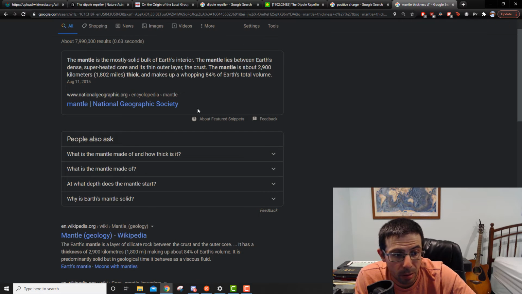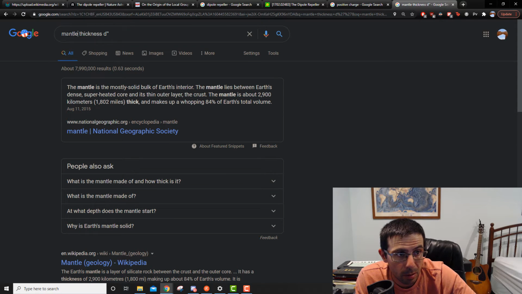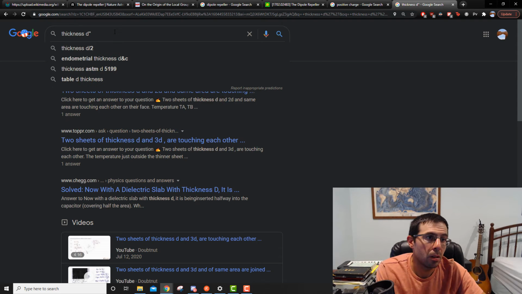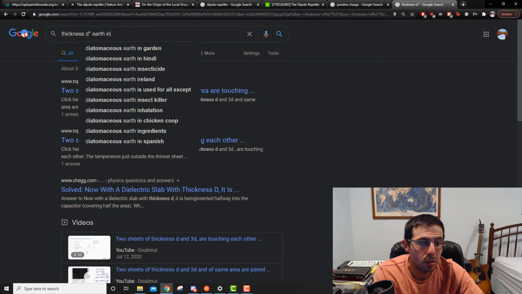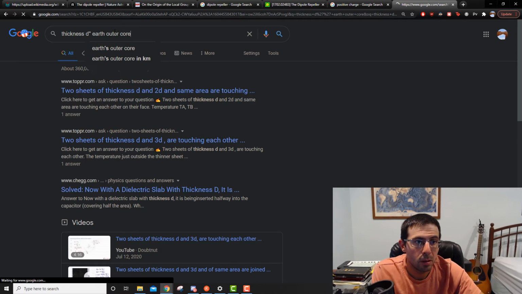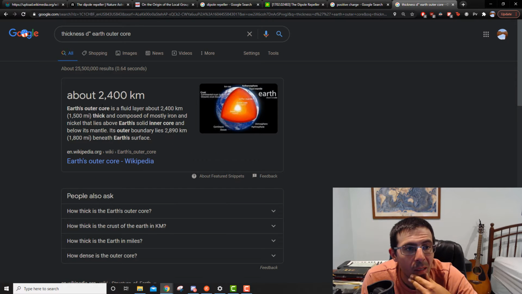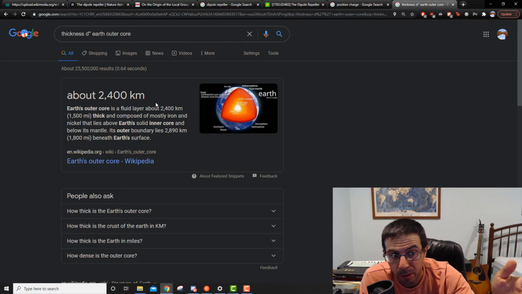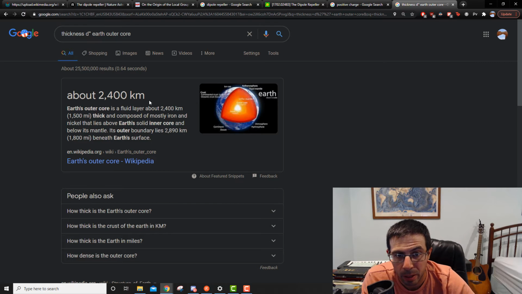Trying to find the D double prime thickness. Outer core about 2,400 kilometers thick, 1,500 miles. That's totally enough space for an inner planet to actually functionally exist.